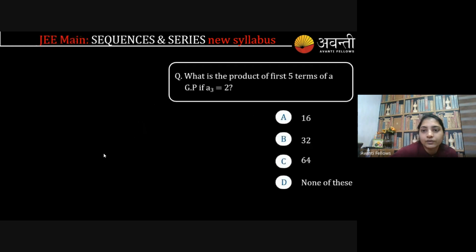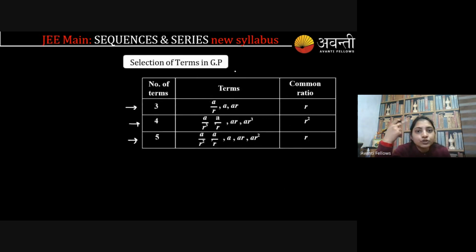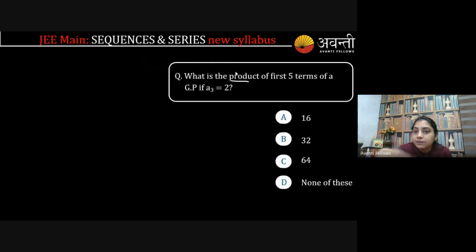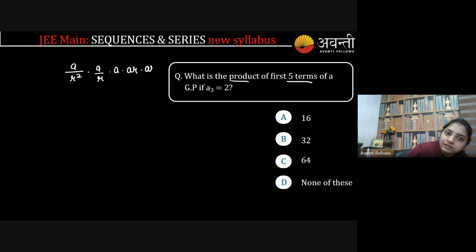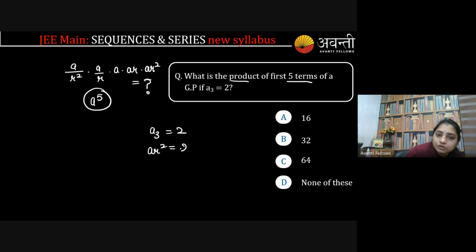Yes, ma'am. Okay. So see, when the sum is given, AP terms should be used. When the product is given, GP terms should be used. That means 5 terms should be A upon R square, A upon R, A, AR, AR square, and I need to calculate their product, and their product is equal to A5. Agree? And A3 is equal to 2. It means A is given to me as 2. Clear or not?